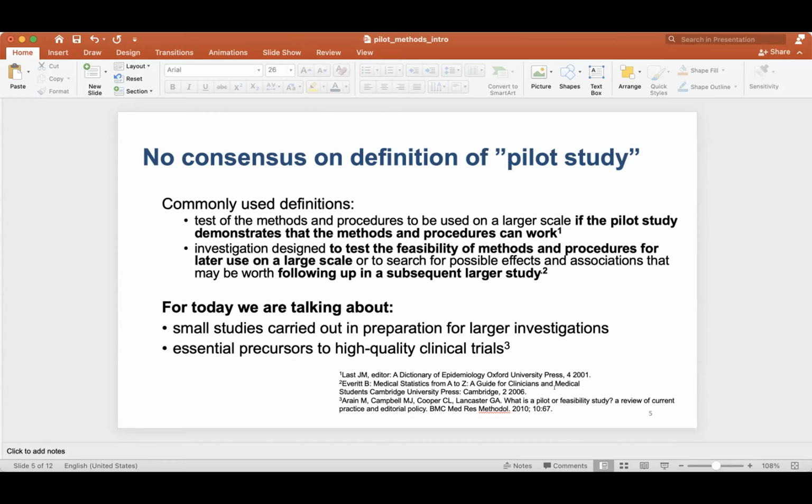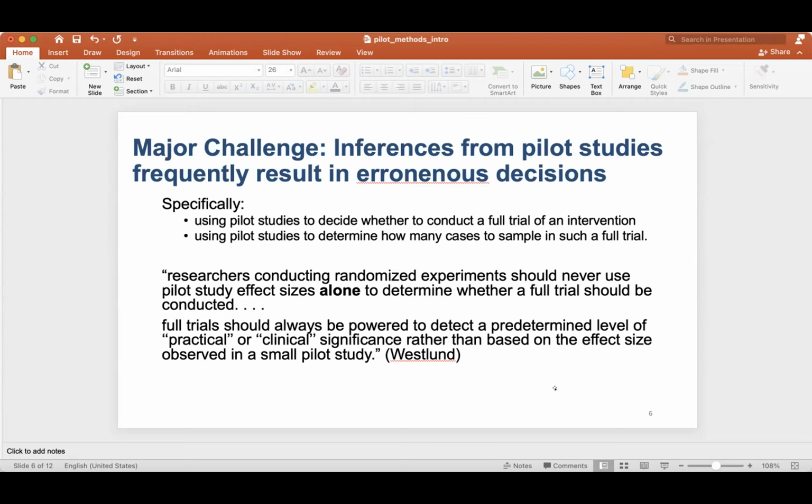So we can't really start talking about pilot studies, Ron Vagala was explaining this to me and it makes complete sense, without talking about the major challenge inherent to all pilot studies, and that is the problem that inferences from pilot studies frequently result in erroneous decisions. Specifically, using pilot study data to decide, you know, go or stop, whether or not to conduct the full trial of the intervention at all, as well as using the pilot study data to determine how many cases to sample in such a full trial if you do decide to go forward.